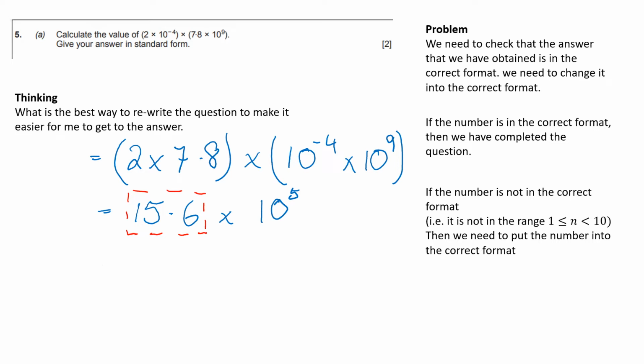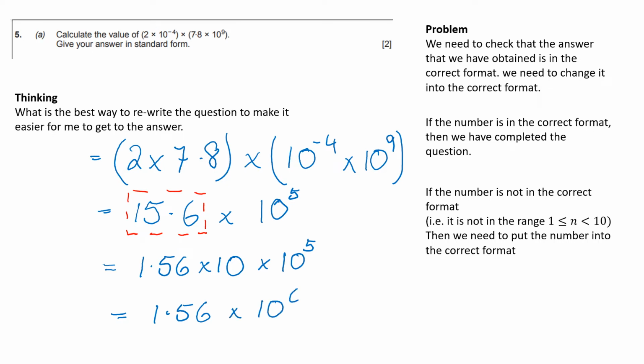If I write 15.6 as 1.56 times 10, and then times by the 10 to the power of 5, that would give me 1.56 times 10 to the power of 6. So that is part A now complete. I would most likely get 1 mark for the 1.56 and 1 mark for the 10 to the power of 6.